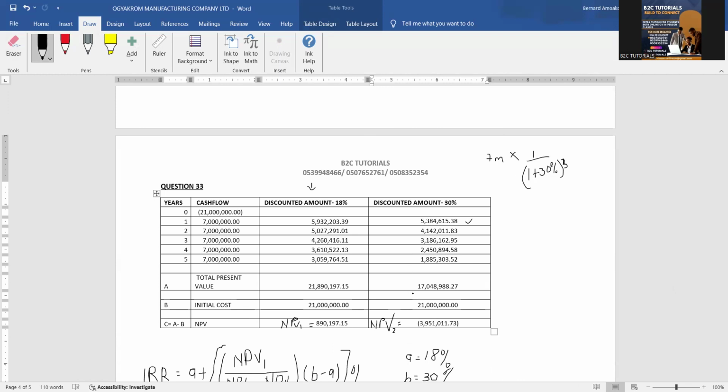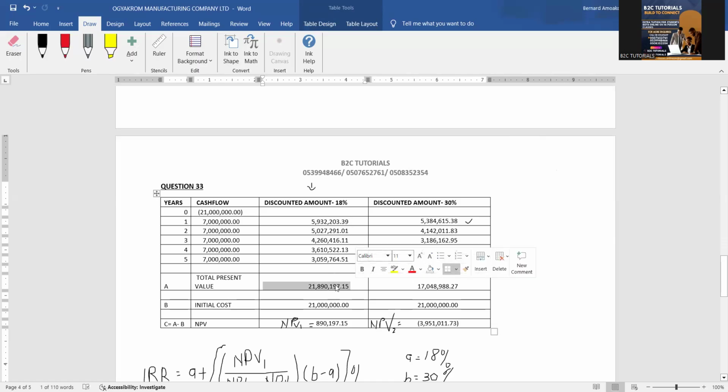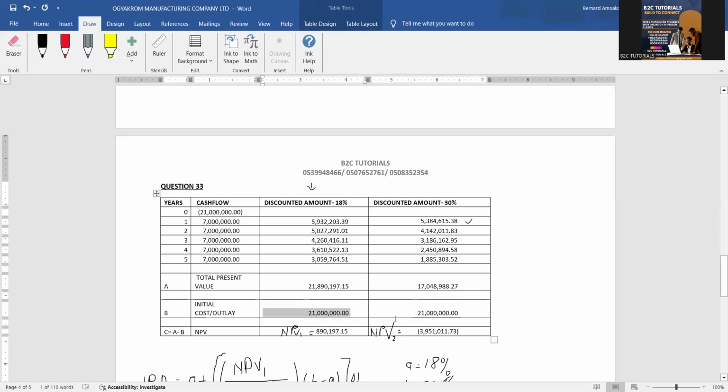Now, when you get the discounted amount, the target is to look for the net present value. And because we know how to find the net present value from our previous questions, we find the total present value first. So you realize that for the 18%, the net present value was 890,197.15. So if we do the same for this, when we sum all the present values for the 30%, we have 17,048,988.27. Then this is our initial outlay or initial cost. So this initial cost or initial outlay is 21 million for the 2 projects.